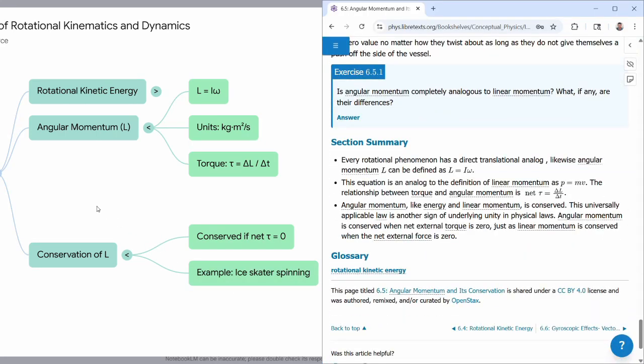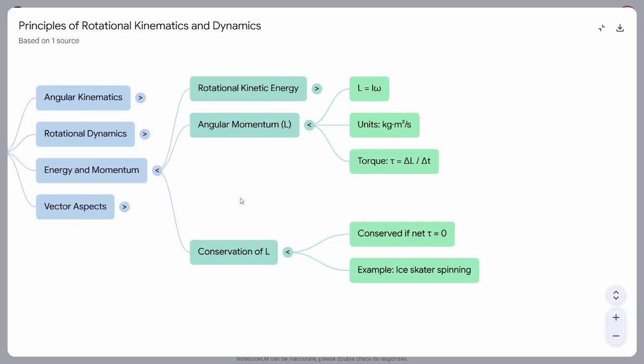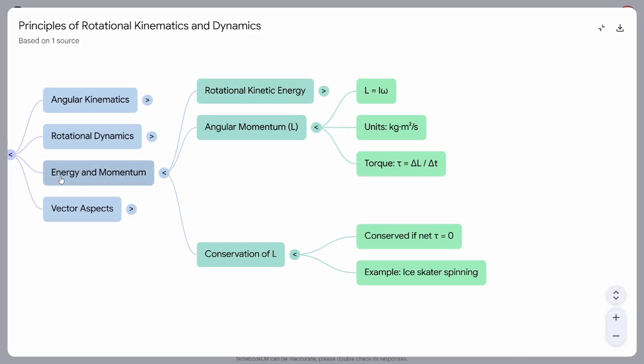So that's rotational kinetic energy and angular momentum. Oh, I guess here it just says energy and momentum. Yeah, you can look at this as the rotational extension of the translational things that you have already seen. So that covers most of the chapter.